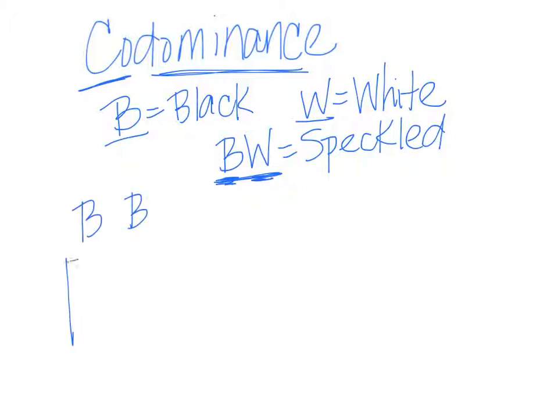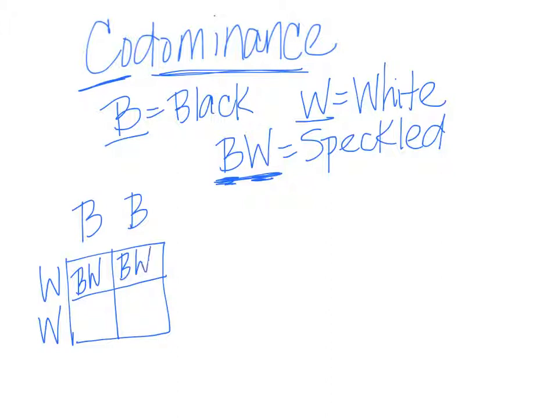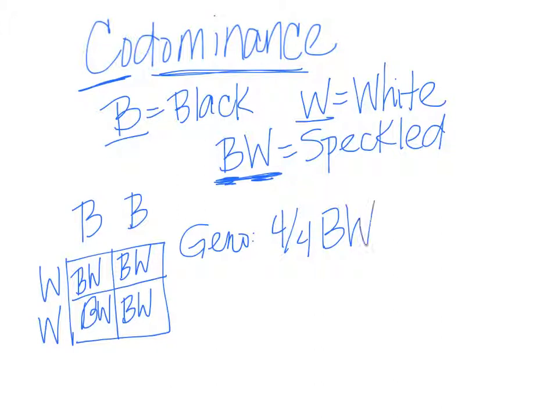If we cross a black chicken with a white chicken, we fill it in. And so then for genotype, 4 out of 4 will be big W, big B, big W. And the phenotype will then be 4 out of 4 speckled.